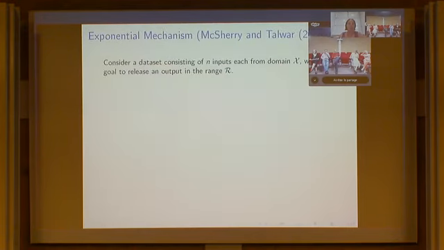The exponential mechanism, for those of you who don't know it, is now a pretty standard way of getting differentially private outputs. Suppose I have a data set with n inputs from some domain, and I want to release an output in some range that I call R.